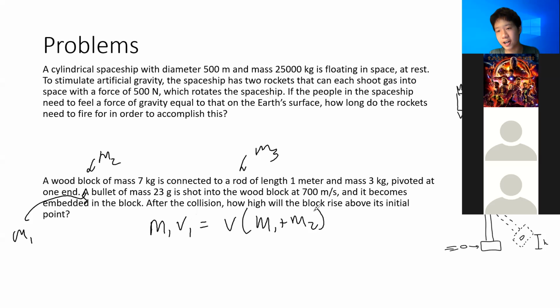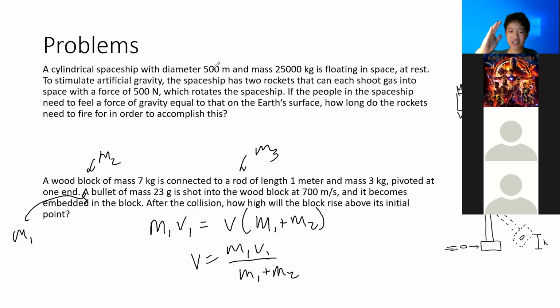This is just translational momentum conservation. Right, we did this a lot. So v will equal m1 v1 over (m1 plus m2). Right, that's pretty simple. So right after the collision, this is the instantaneous velocity that these objects are going at.